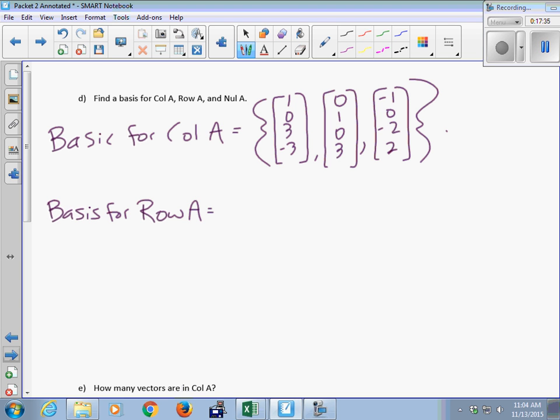Okay, so my basis for row A is going to be, here we go. I'm going to write them horizontally just so that we can kind of get used to seeing them that way, because your book does that sometimes.